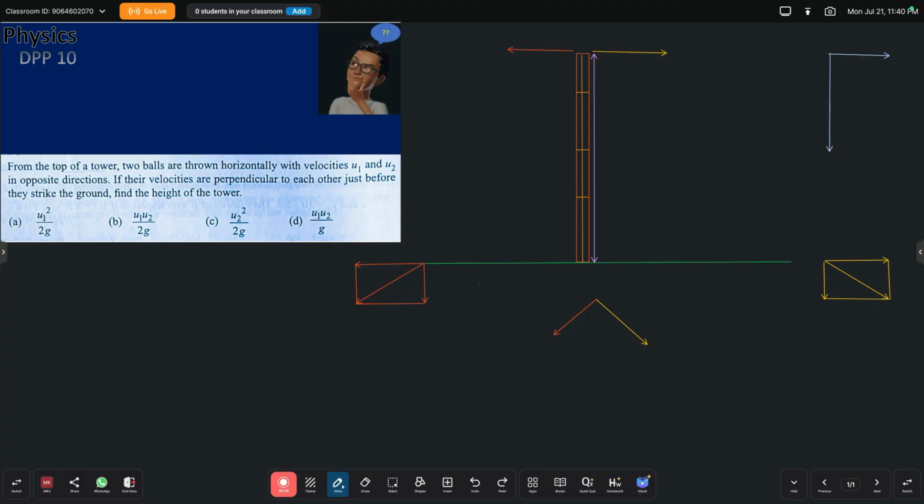Let me read out the question. From the top of a tower, two balls are thrown horizontally with velocities u1 and u2 in opposite directions. If their velocities are perpendicular to each other just before they strike the ground, find the height of the tower.